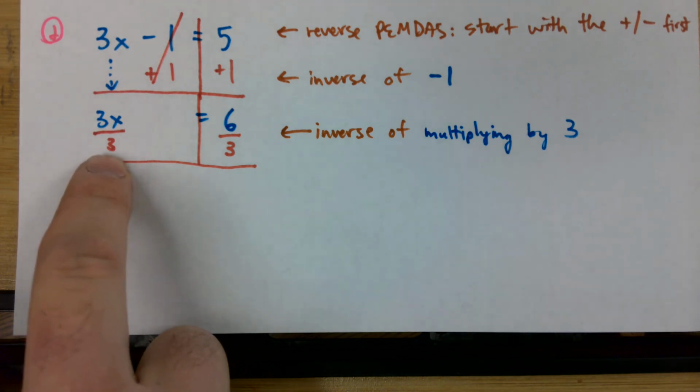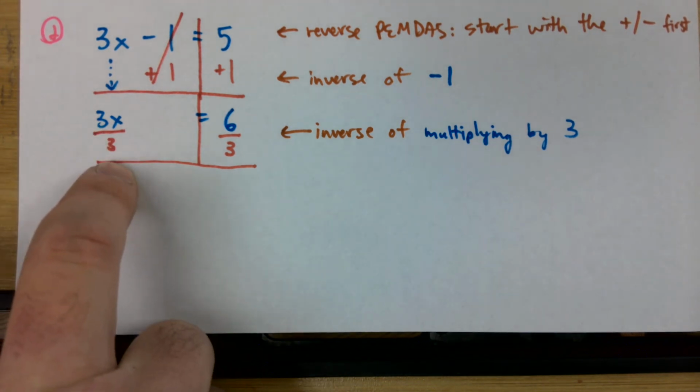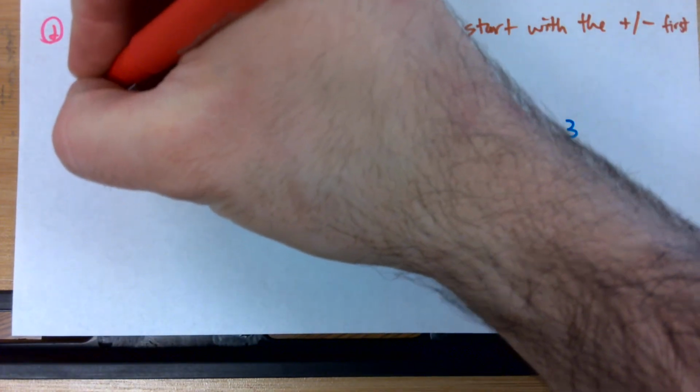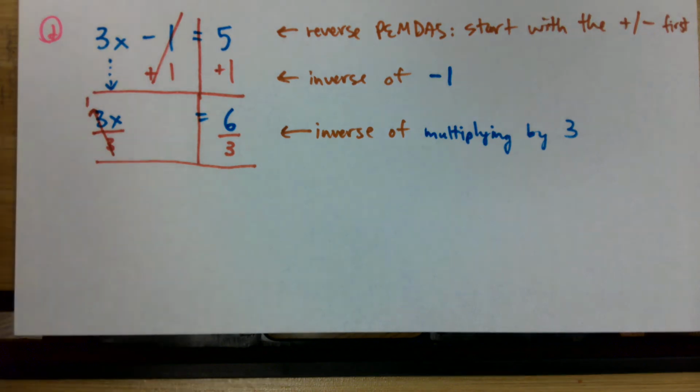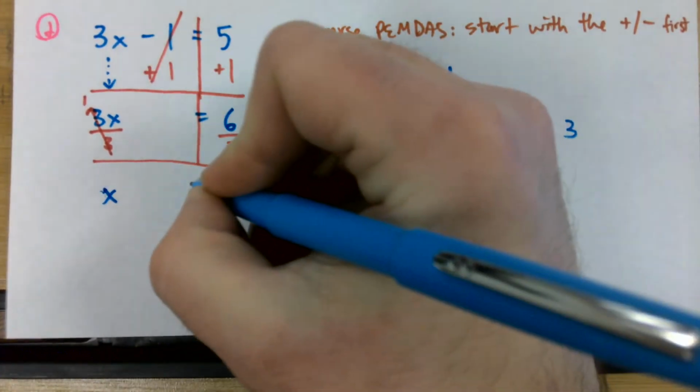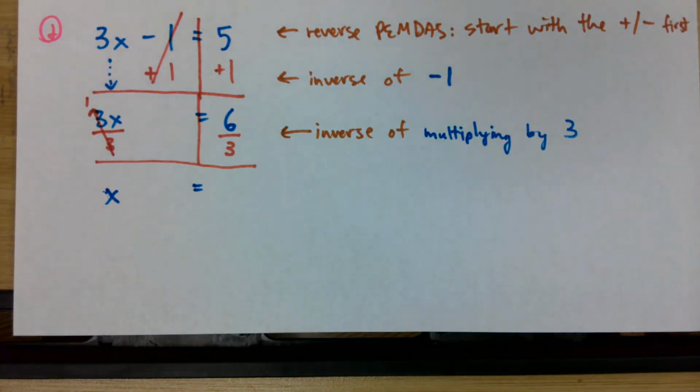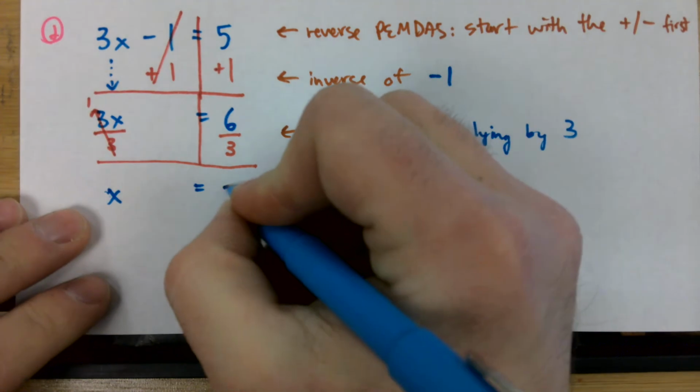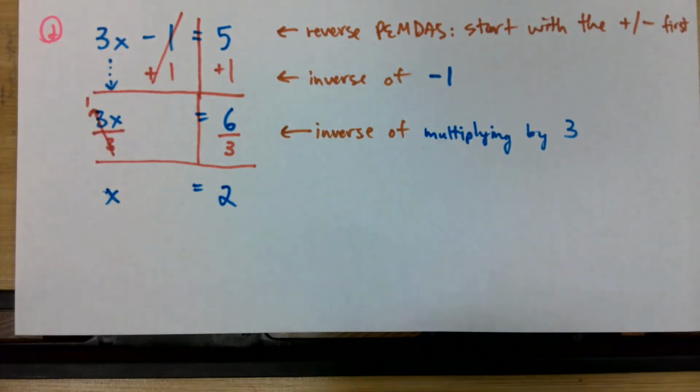What happens here on the left with this 3 over 3? What does that simplify to? 1, perfect. 3 over 3 simplifies to 1, leaving us with just an x, an equal sign, and a what? A 2, right? 6 divided by 3, that's going to give us 2.